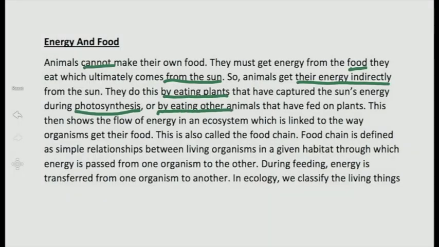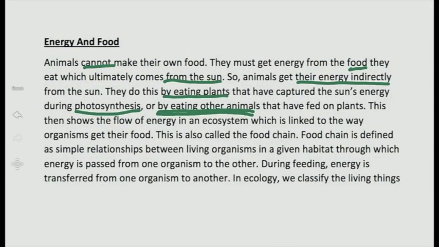Or we are also able to get energy by eating other animals that have fed on plants, which means now we are referring to a certain kind of animals. They are getting the energy not by eating the plants, but by eating other animals. These animals are eaten after they have fed themselves on plants. This then shows the flow of energy in an ecosystem.